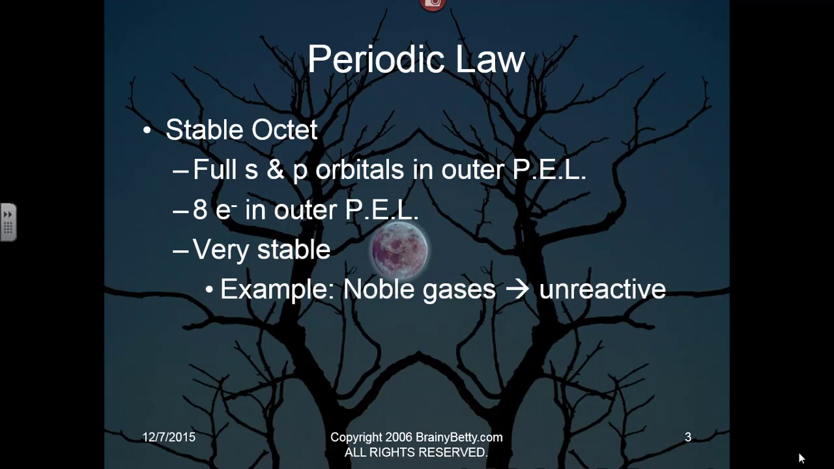An example of that would be like the noble gases. If you look at the configurations for the noble gases, they all, with the exception of helium, end in p6. So that means the s orbital is full and the p orbital is full. Stable octet makes the noble gases very unreactive.